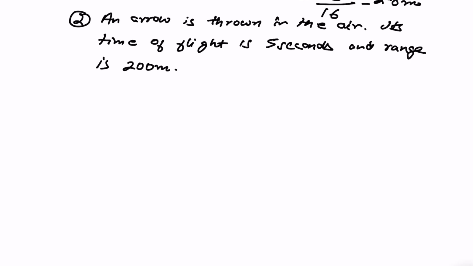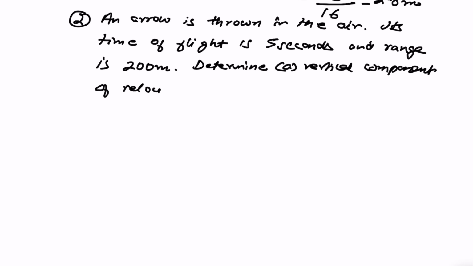Now the question says, first of all, find the vertical component of the velocity. What do we have to find first? Vertical component of velocity. Second part is horizontal component of velocity.